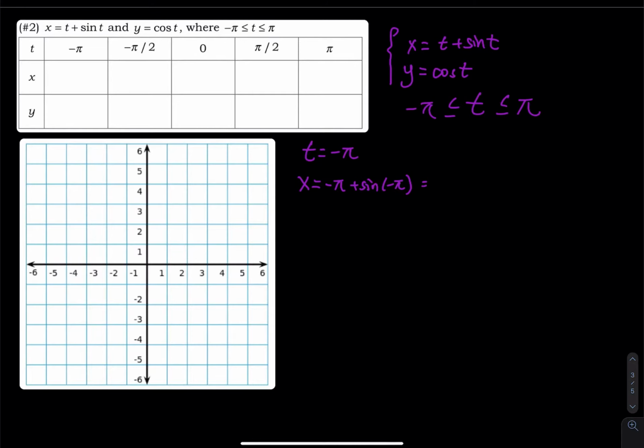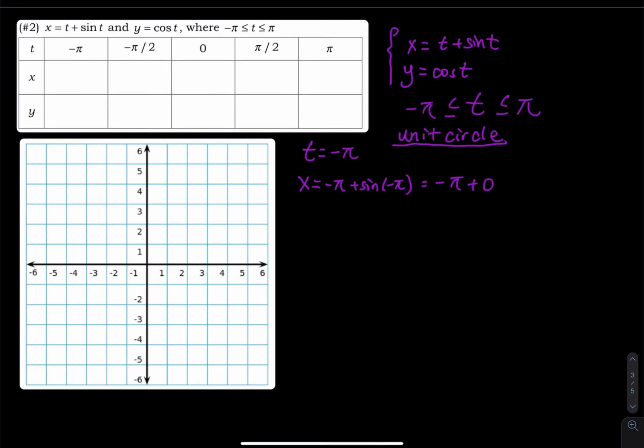If you don't know what I am talking about, you have to review trigonometry on the unit circle. Sine of -pi equals 0. At -pi, that is on the x-axis, between the second and the third quadrant. So we have -pi plus 0. Since I have to do the graph, you have to give me an approximation.